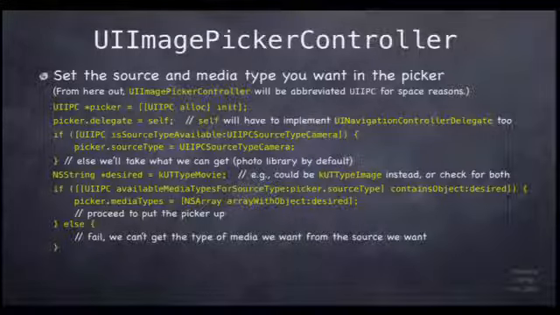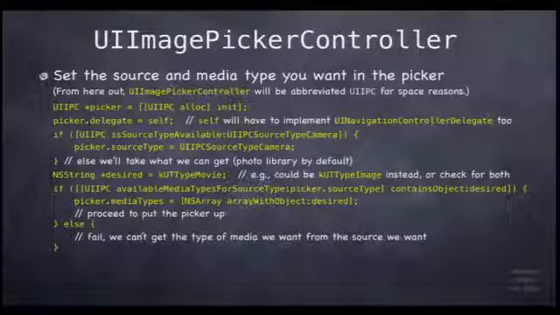So anyway, here what I'm doing is I'm saying if this device has a camera, then set my source type to be the camera. So in this code, what I'm going to say is I want to get an image, and if there's a camera, I'm going to try and get it from the camera. If not, I'm going to kind of default to getting it from wherever I can get it, which is going to be the photo library by default, the saved photos.